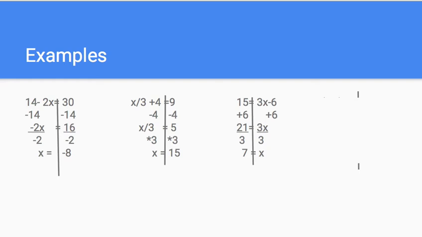And go back and check. 3 times 7 is 21. 21 minus 6 is 15. I've done this correctly. Last one. Now this one is a little bit different.